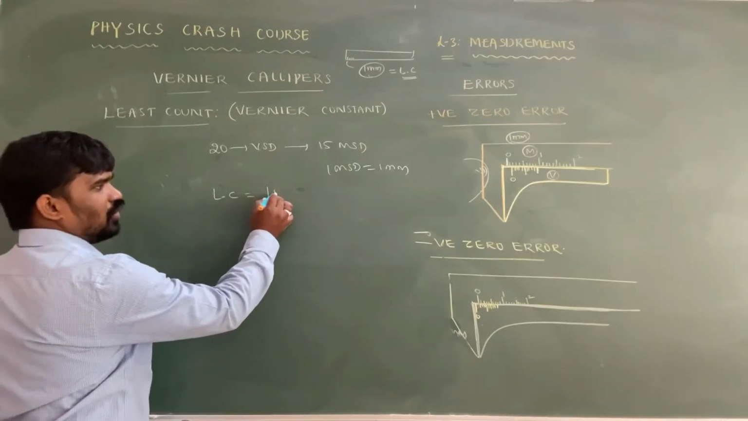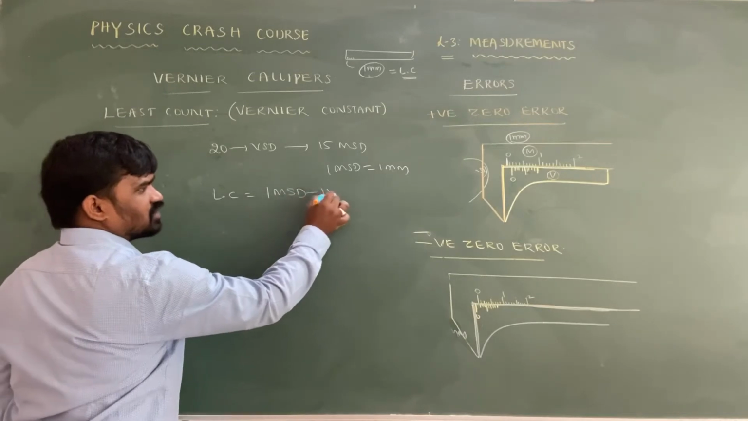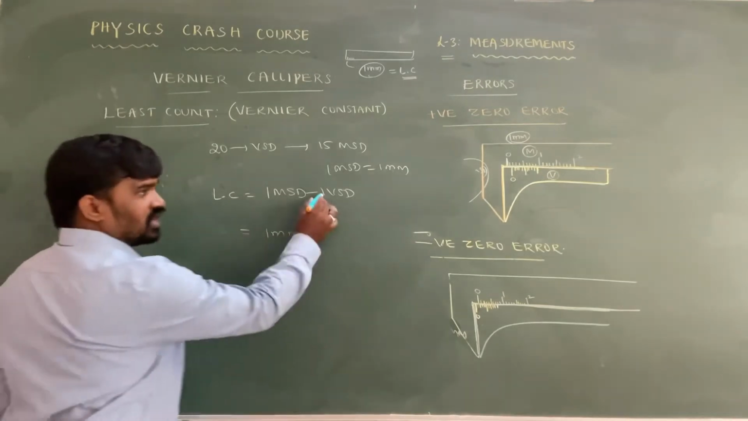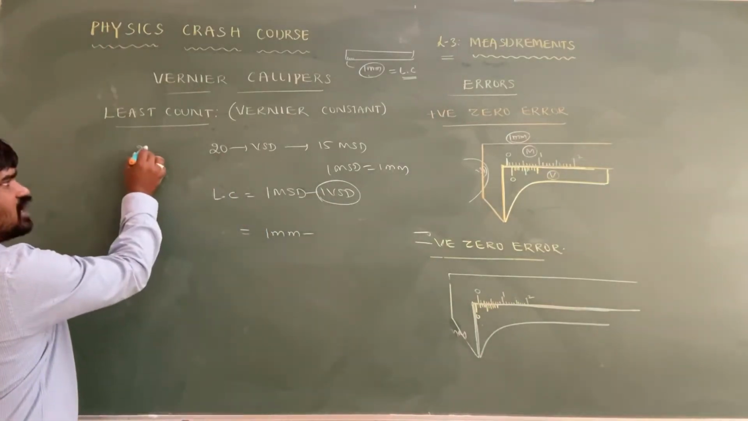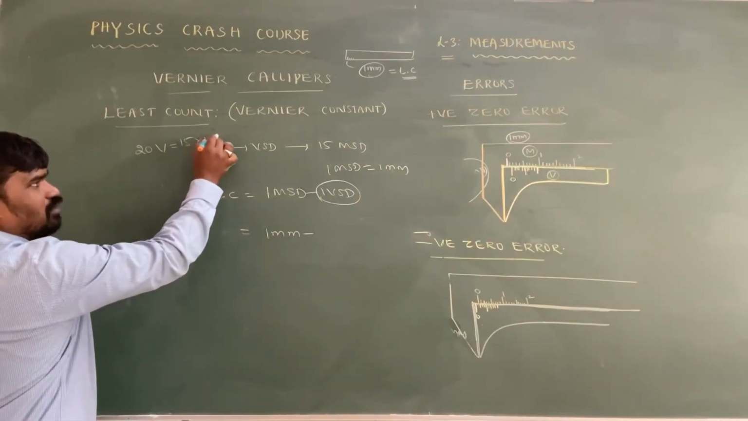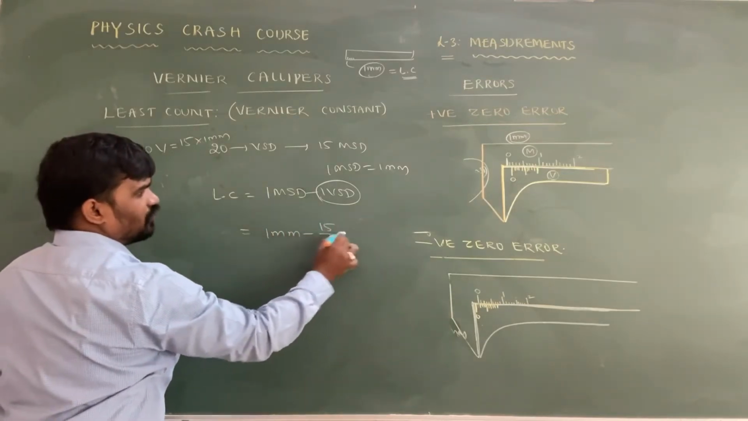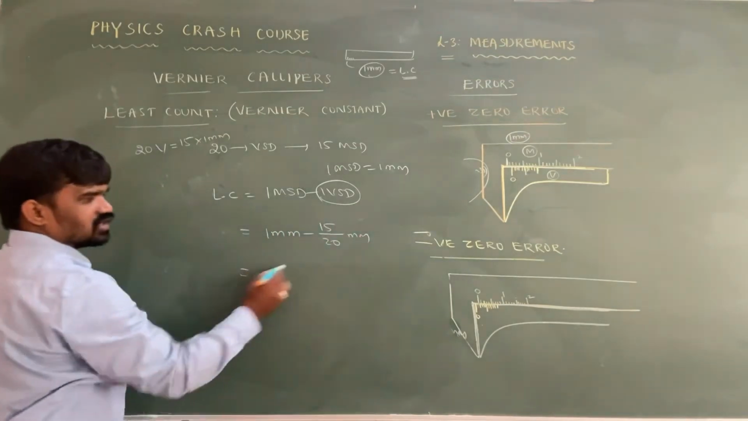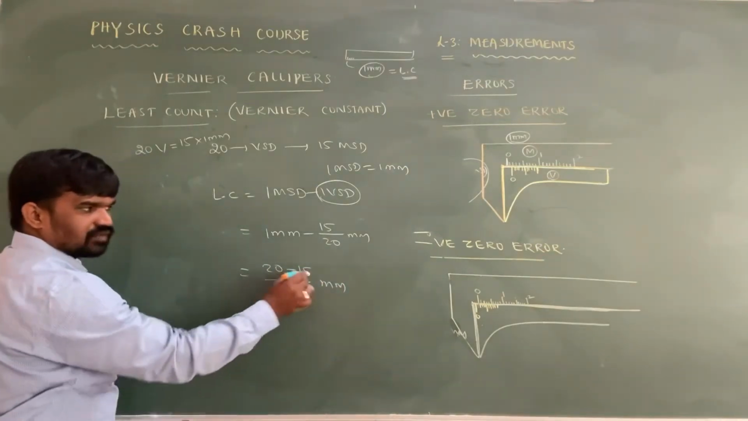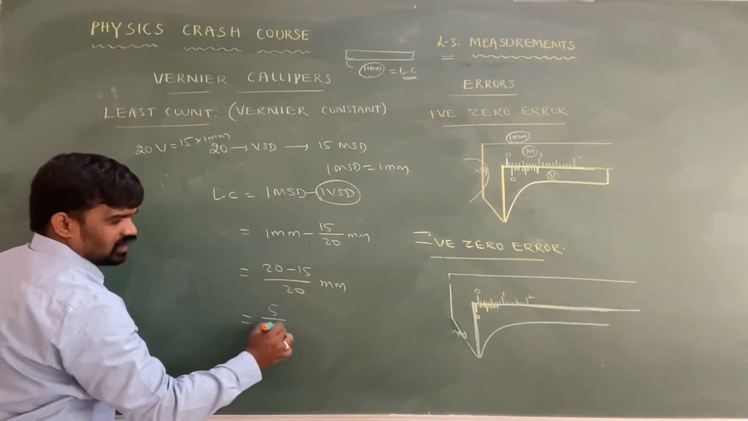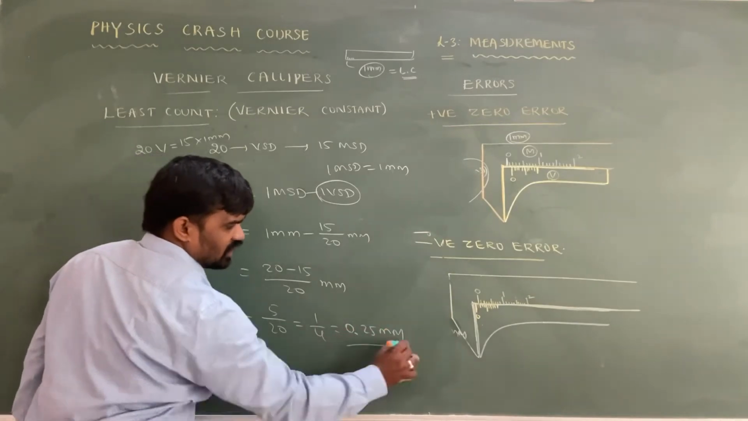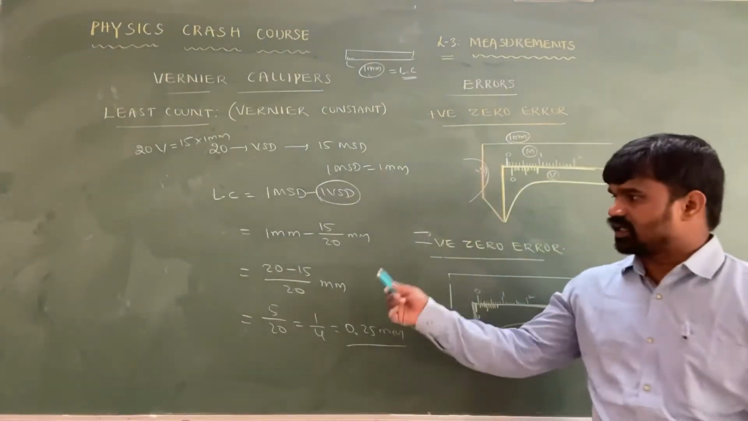Least count equals 1 MSD minus 1 VSD. So 1 MSD is 1 millimeter, minus 1 VSD. Number of vernier scale divisions into 1 VSD equals number of main scale divisions into 1 MSD. So I can write 15 upon 20 millimeter. Hence you can write 20 minus 15 by 20 millimeter. 20 minus 15 is 5 by 20, which is equal to 1 by 4. This is equal to 0.25 millimeter, the least count of the given vernier calipers.